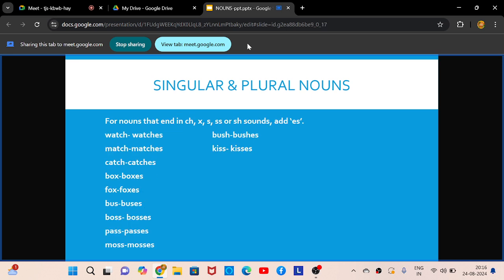Now the second category is for nouns that end in ch, x, s, ss or sh sounds, then you have to add es. That is, for nouns that end in the letters ch, ss, sh, x or s, they can be pluralized only by adding es. So we have some examples.